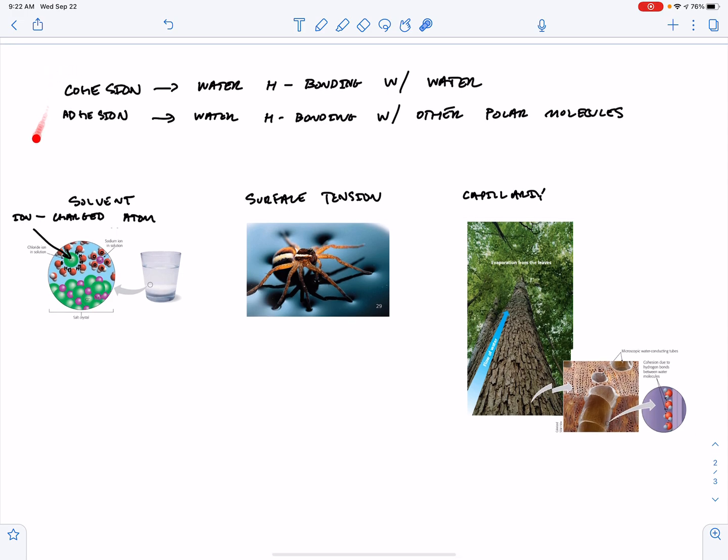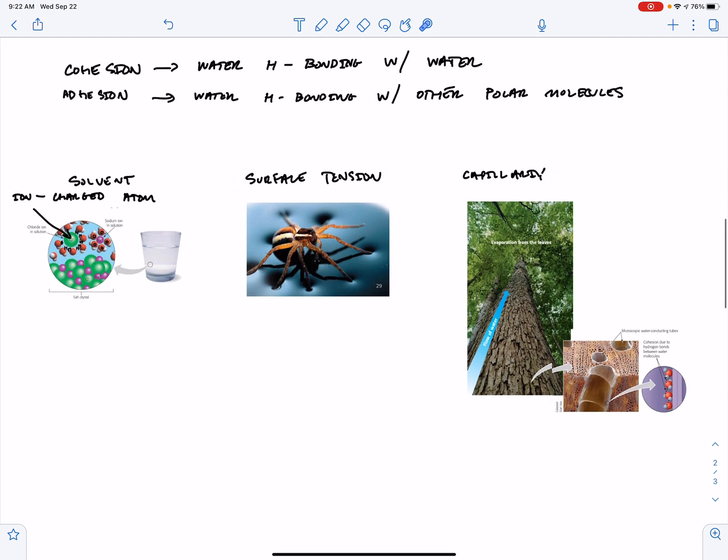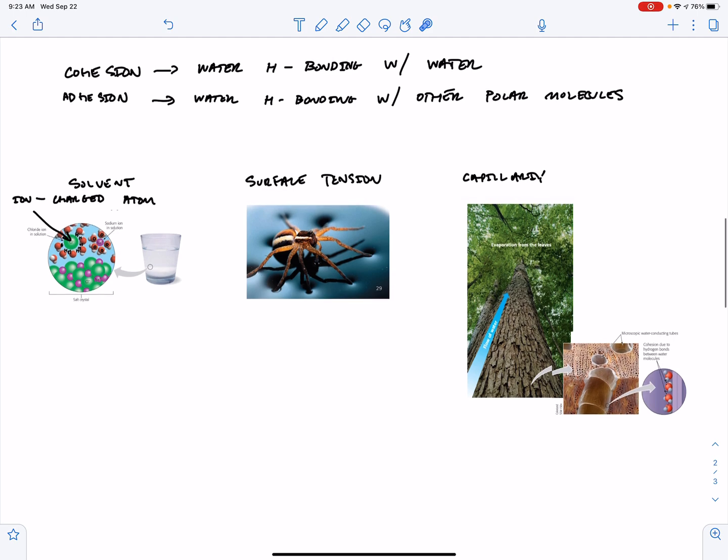Okay, so that's it. We're going to be creating water demos in class showing these different properties of water as a solvent, the surface tension of water, and capillarity in the next week or two. So keep this at the back of your mind and be ready to bring it forth when you need to. Okay, that's all.